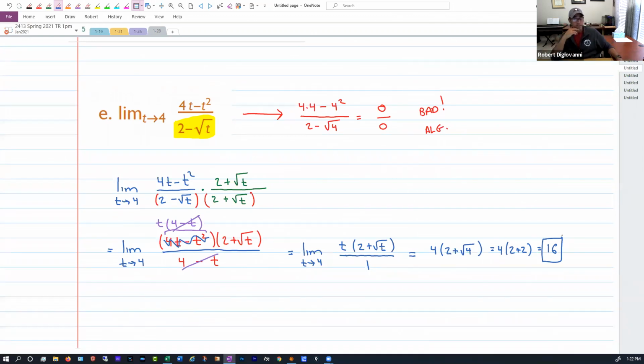It worked. It worked. Now, I want us to not lose sight of what we're doing here. All right, so take a look at this. We're trying to figure out what happens when t goes to 4.